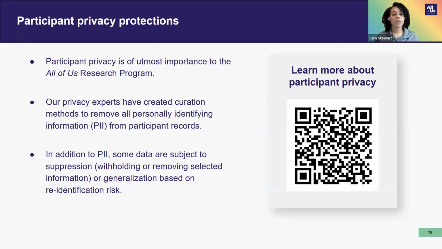There are several ways that we at the All of Us Research Program protect our participants' privacy, and that's something that's very important to us. Our privacy experts have created curation methods that have removed all personally identifying information about our participant records. You'll also note in specific parts of the registered tier and controlled tier, some fields are removed or suppressed or generalized to reduce that re-identification risk.